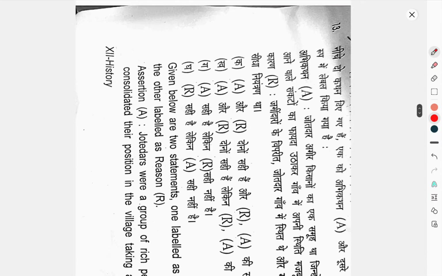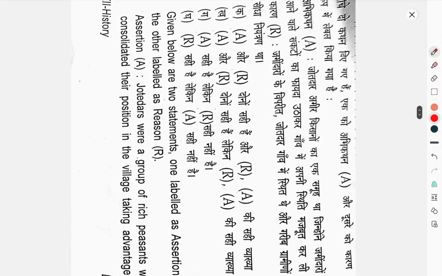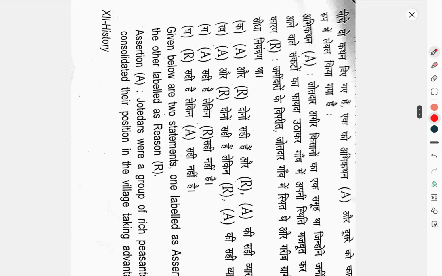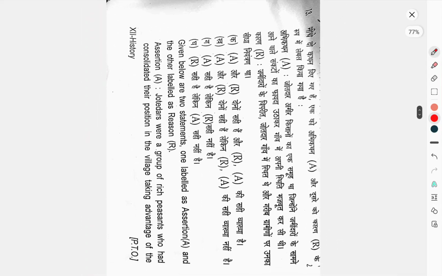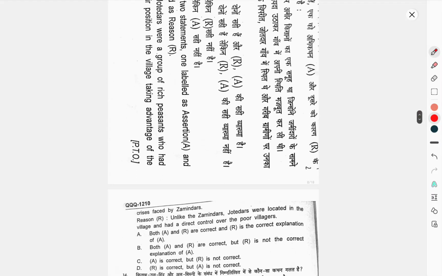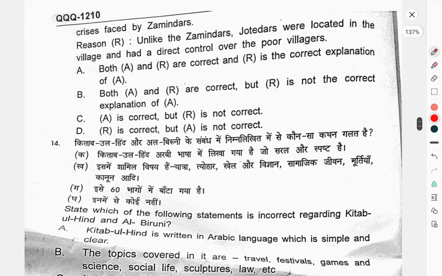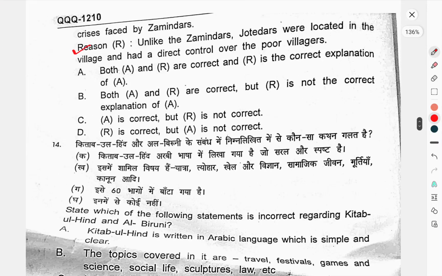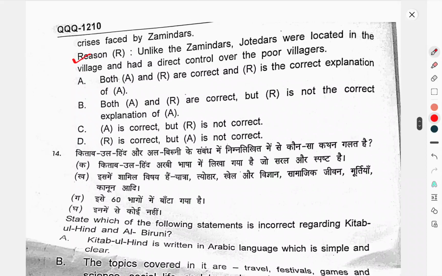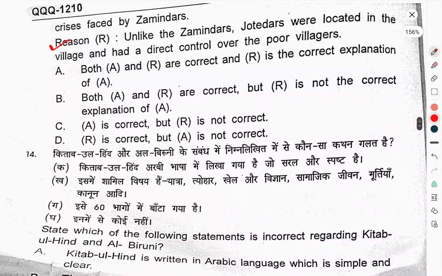Moving ahead. Given below are two statements labeled as assertion and reason. This is an assertion and reason question. Assertion: Jotedars were a group of rich peasants who had consolidated their position in the village, taking advantage of the crisis faced by zamindars. Reason: unlike the zamindars, Jotedars were located in the village and had direct control over the poor villagers. Okay, which of these options is correct. You have to take that one.